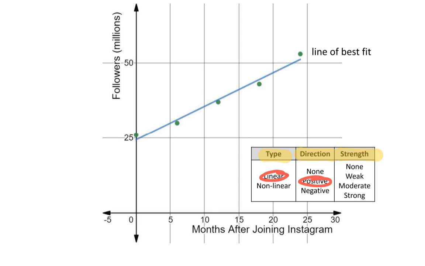Lastly, let's take a look at strength. Strength refers to how close your points are to the line of best fit. If they're very close to the line of best fit, they would be strong. The further they are away from the line of best fit, the weaker it would be. Therefore, I would say the relationship is strong here.